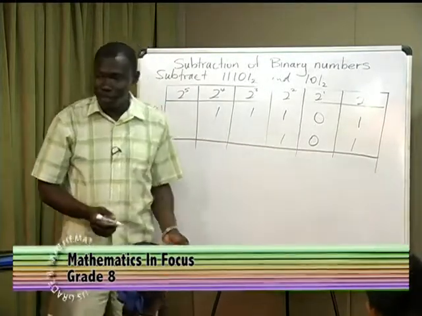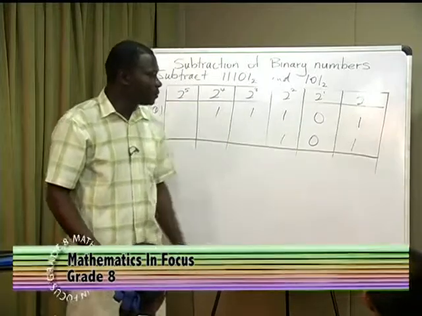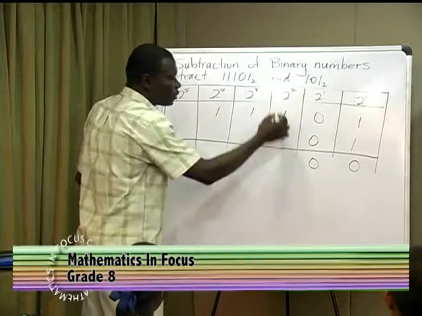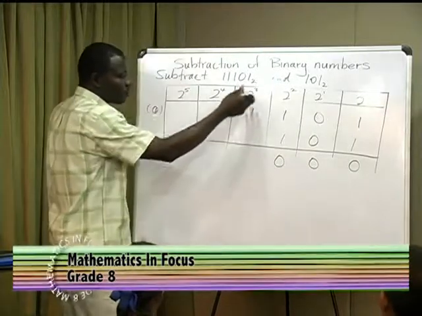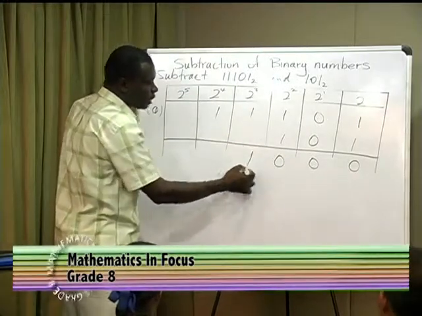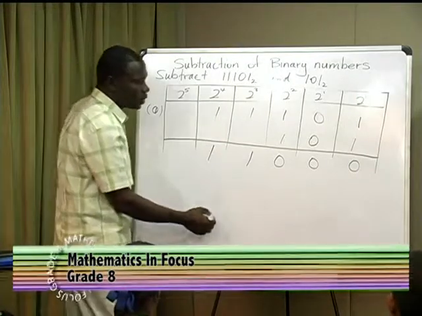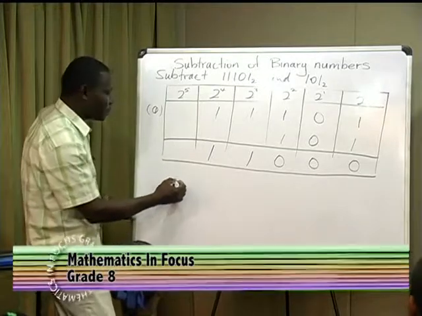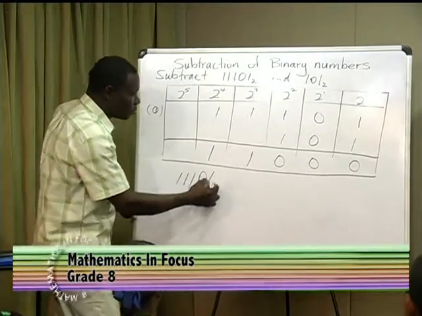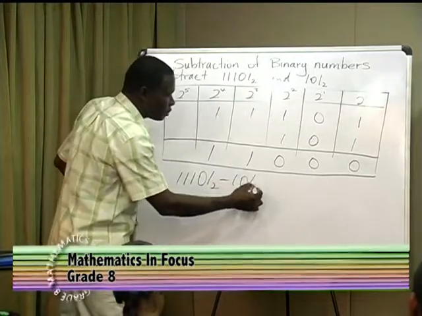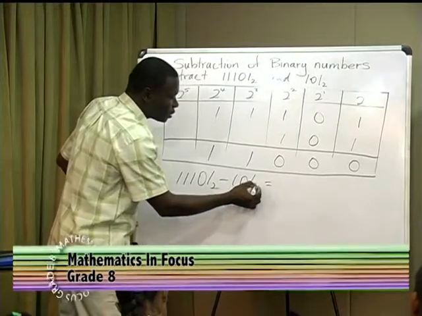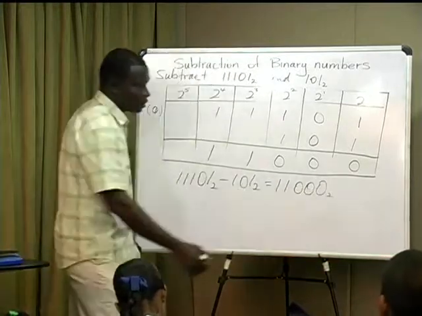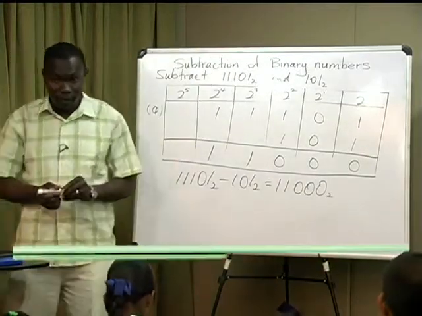let us see. You can help me. 1 from 1, 0. 0 from 0, 0. 1 from 1, 0. Since we have nothing from 1, 1. And then if we take this, we get 1 also. So we can say we're finished with our problem. So then we can say that 11101 base 2 subtract 101 base 2 is equal to 11000 base 2. So that's how we can subtract base 2 numbers.